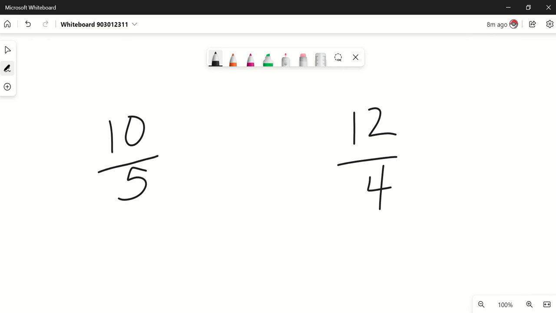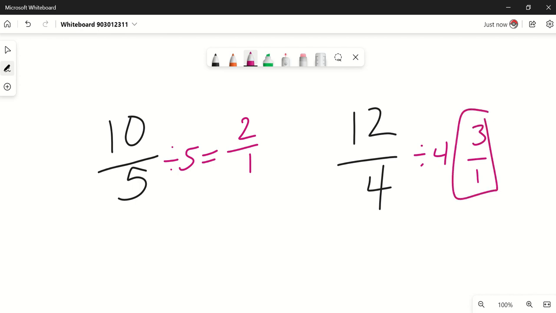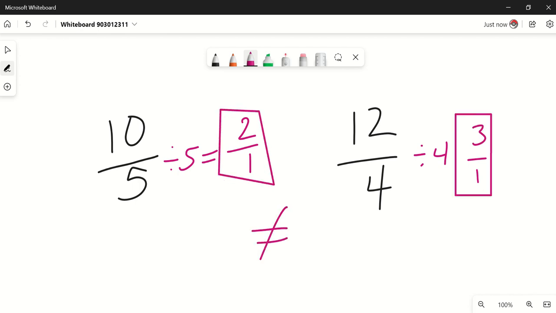I cannot convert either one of these to become the other, so I'm going to go ahead and find the unit. I'm going to divide these both by 5, which will give me 2 to 1. And if I divide these both by 4, I'm going to get 3 to 1. Therefore, these two are not equivalent.